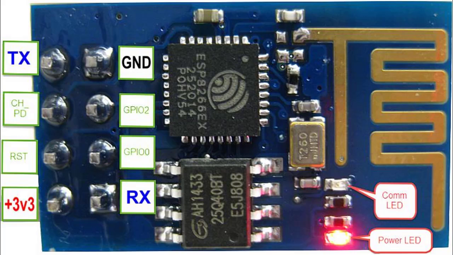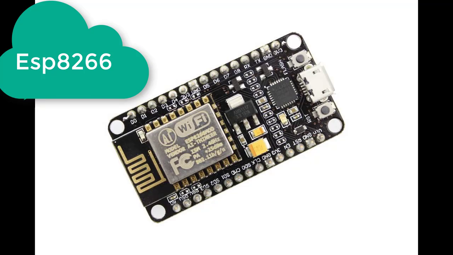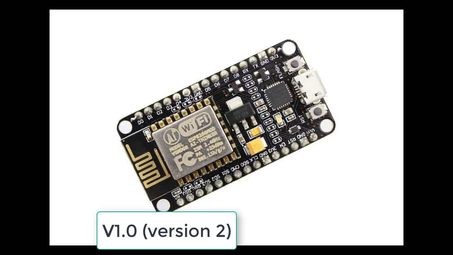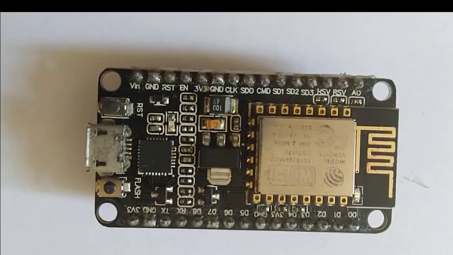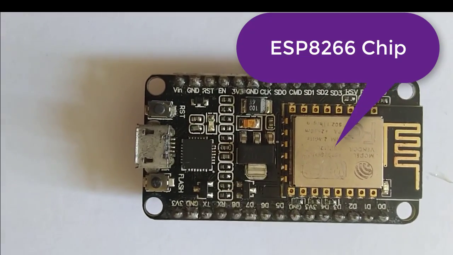By exploring functionality with the ESP8266 chip, NodeMCU firmware comes with the ESP8266 development board, that is the NodeMCU development board. There are two NodeMCU versions, NodeMCU version 0.9 and NodeMCU version 1.0. Now we will talk about NodeMCU version 2, which usually comes in a black colored PCB. Here we are seeing the NodeMCU development board consists of this ESP8266 chip.